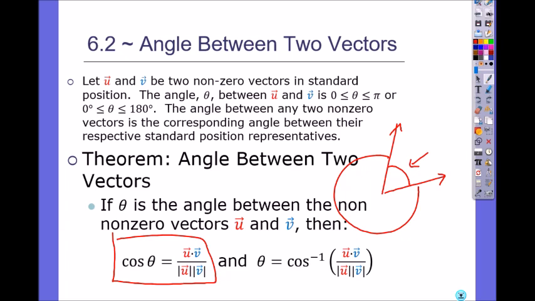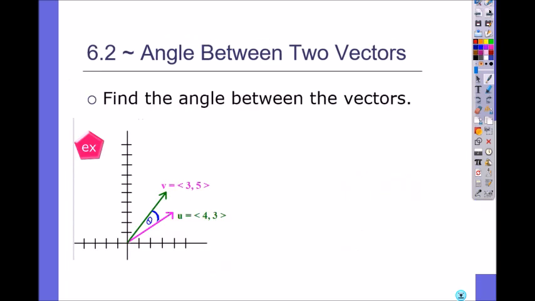So now let's go ahead and find the angle between these two vectors. Again, it has to be the angle less than 180. So what do we need first? We need the dot product, right? So v dot u. That is negative 3, 5 dot 4, 3. For dot product, you multiply the x's together and the y's together and add them. So I get 27.